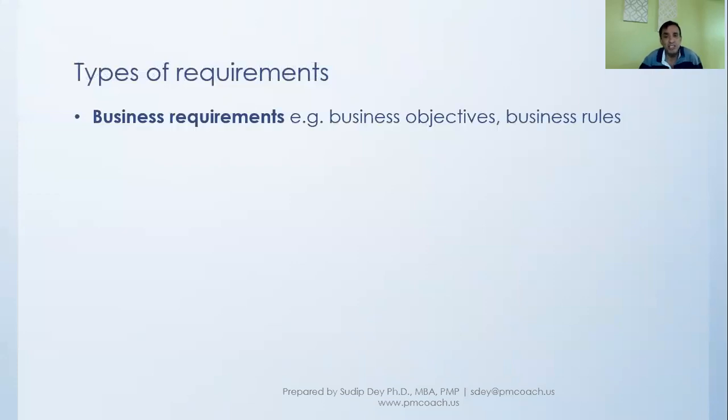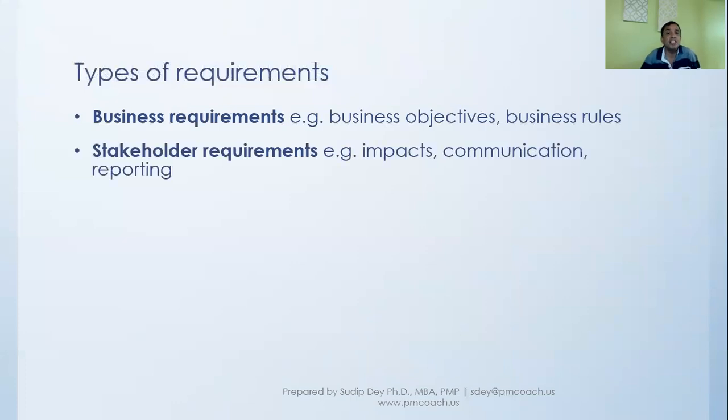The first is the business requirements. When we do the business requirements, we try to understand the business objective. What are the different business rules that we should capture and that are important to the business? So in other words, we try to put a business hat on in understanding these requirements.